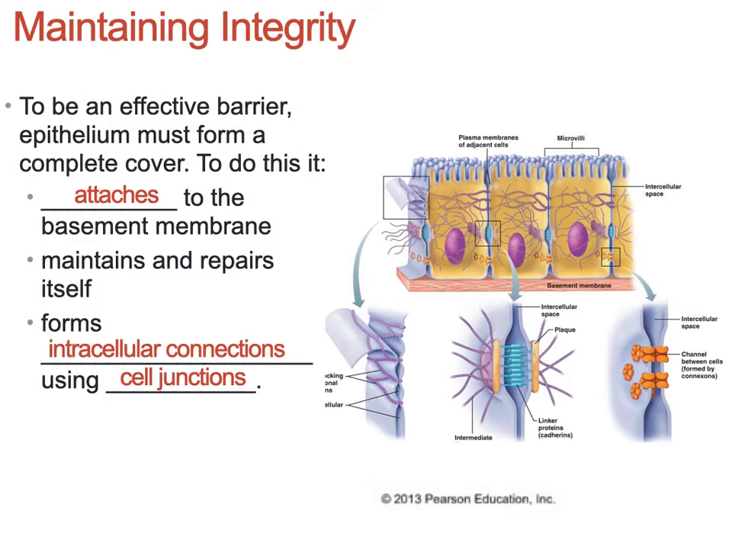These are basically specialized areas of the plasma membrane that attach a cell to another cell or to an extracellular material. The 3 most common types are a tight junction. Tight junctions hold cells closely together and prevent diffusion of solutes and fluids between the cells. So basically they prevent leaking of contents between the 2 adjacent cells.